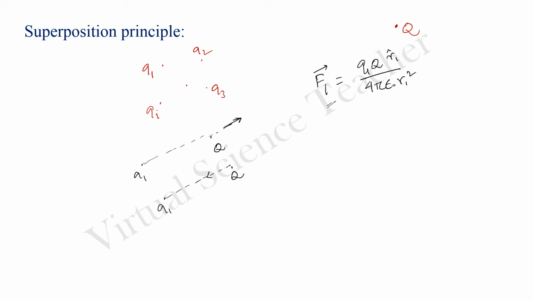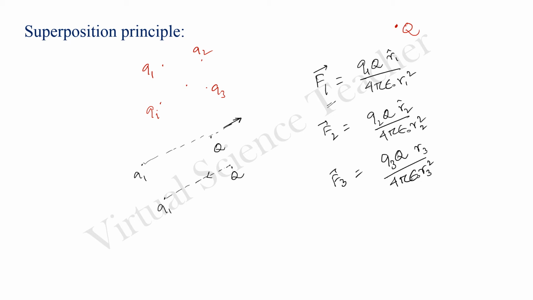Similarly, the force due to the charge q2 and Q is 1 by 4 pi epsilon naught, q2 Q by r2 square, r2 unit vector, and this F2 is completely independent of the other charges. Similarly, F3 can also be written as q3 Q by r3 square, r3 unit vector, where r3 is the distance between charge q3 and Q.